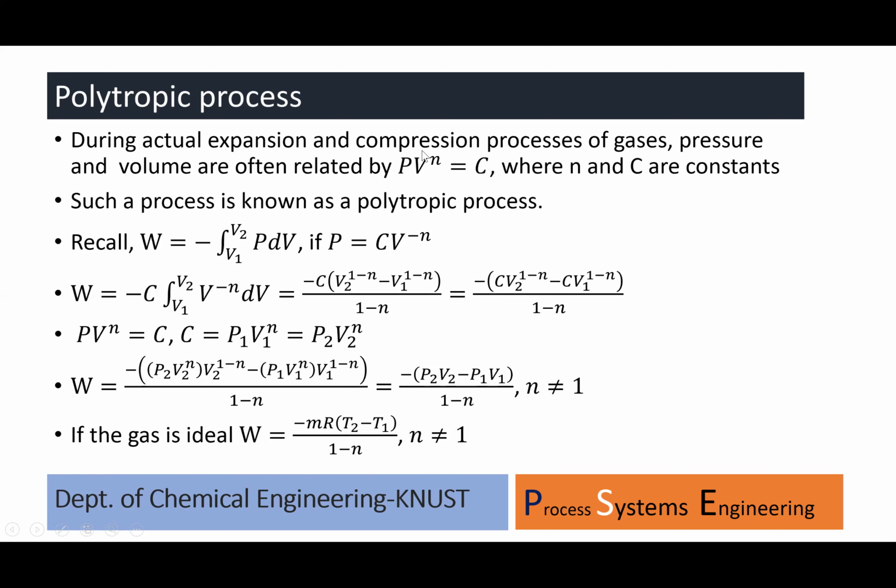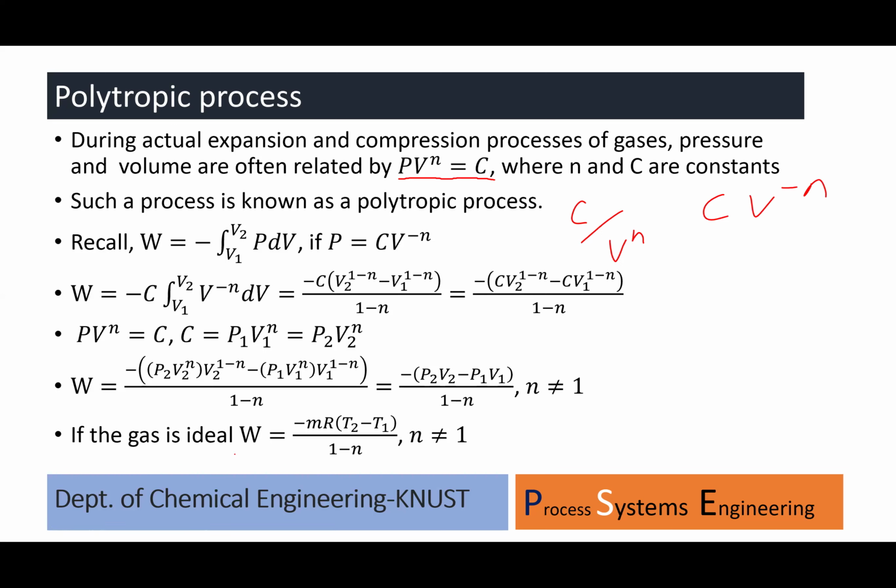So what we can say is that we can make P the subject from this relation here. So that's going to give me C divided by V to the power n, right? So let me see if I can write a bit. That's C divided by V^n, or C V to the power minus n. So that's what we see over here.